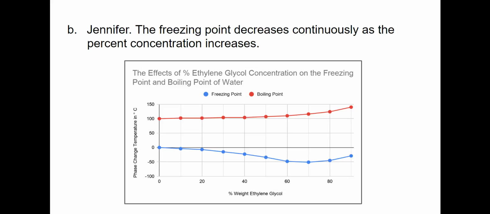The next one, B. This is Jennifer. The freezing point decreases continually as the percent concentration increases. So evaluate this one for true or false on your t-table.